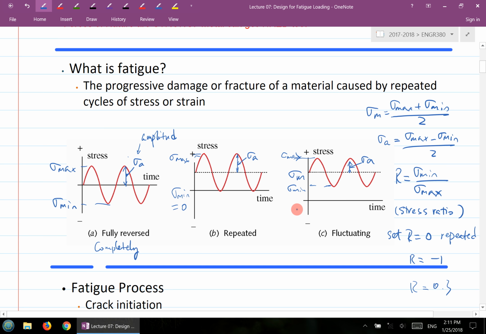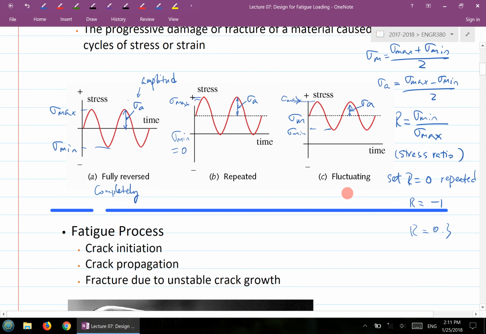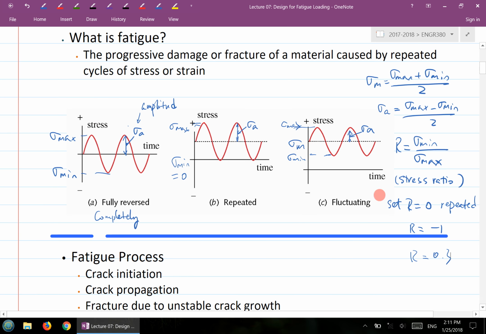So the fatigue loading basically is a loading under either one of these. And with the fatigue loading, there will be this so-called progressive damage or fracture of the material. So I think I'll use a few examples here to illustrate what the progressive damage or progressive fracture of material means, caused by the repeated cycle of stress.